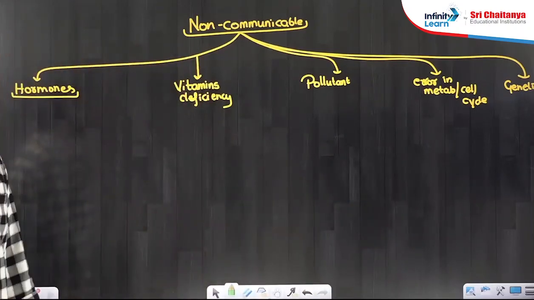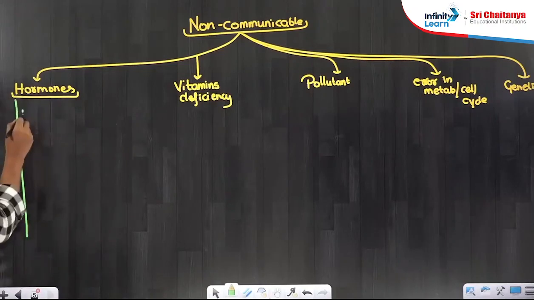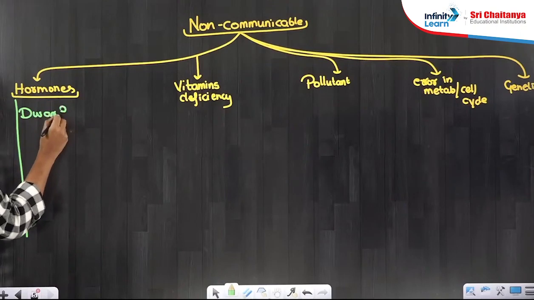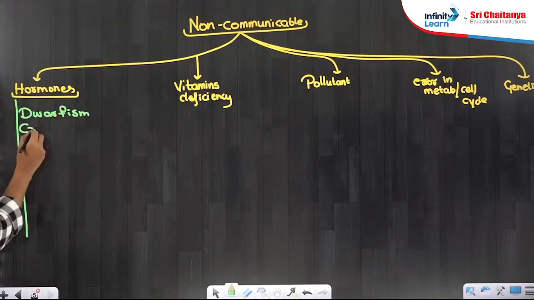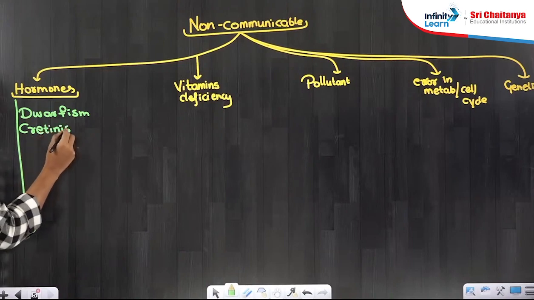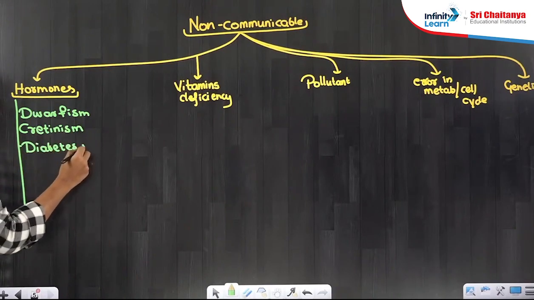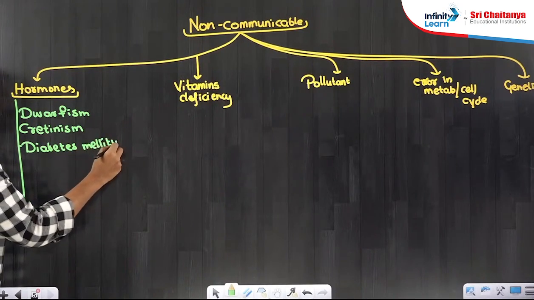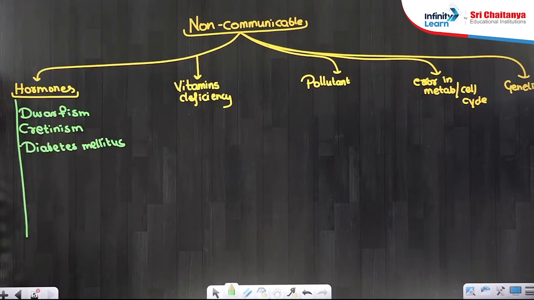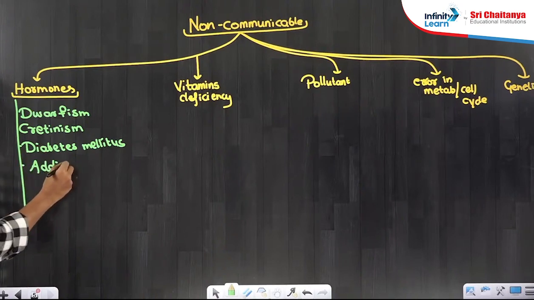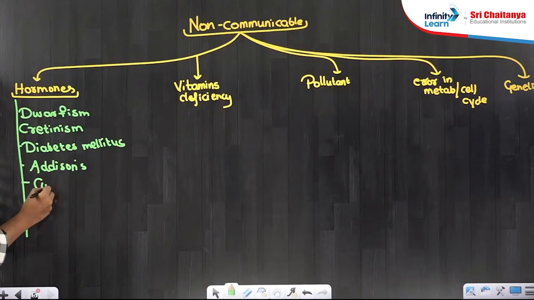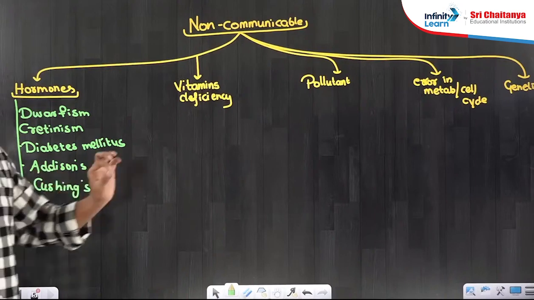Hormone deficiency or hormone excessive diseases, which include dwarfism because of deficiency of pituitary growth hormone, cretinism due to deficiency of thyroxine in pregnant females, diabetes mellitus, sugar disease because of deficiency of insulin in your body. At the same time, Addison's disease due to deficiency of corticosteroids in your body, Cushing syndrome, excessiveness of steroids in your body. All these are some examples.